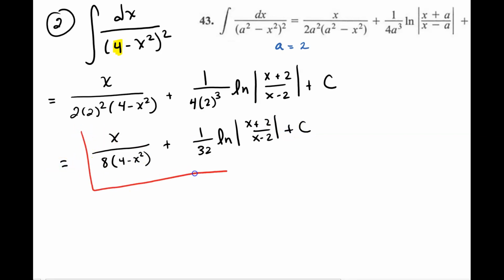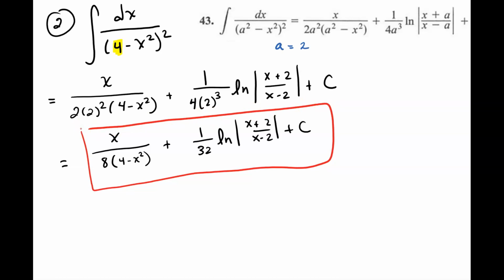So really nothing to it. I mean, it's really nice, okay? It's really nice and really simple to do these with the table of integrals. So let's go ahead and take a look at another example.